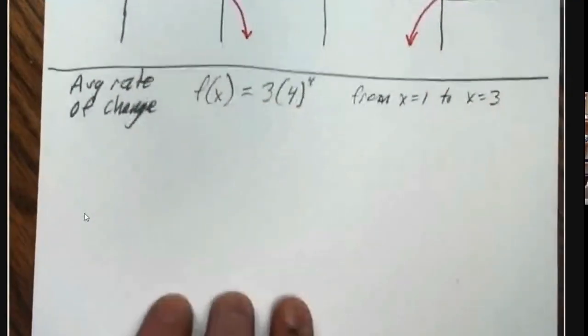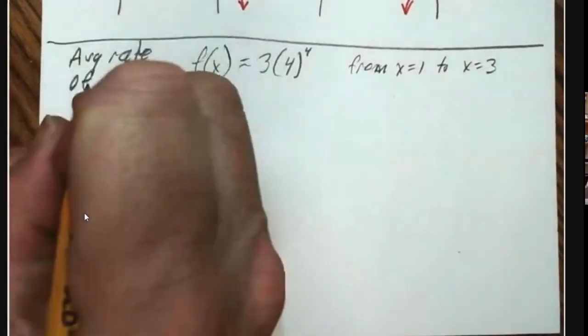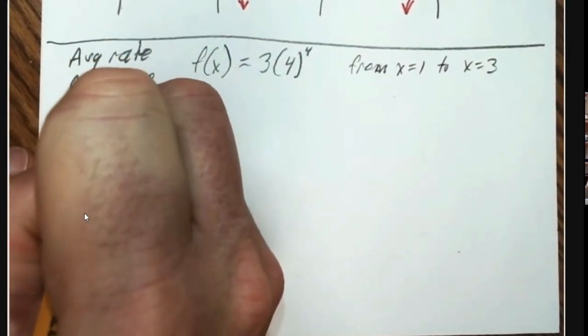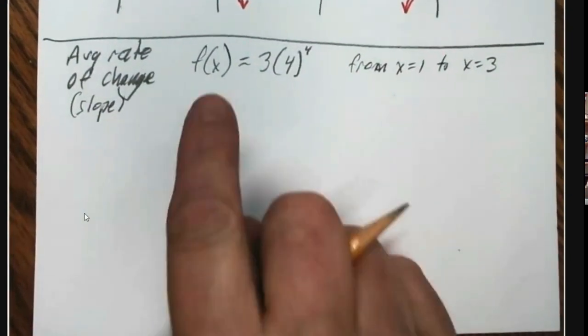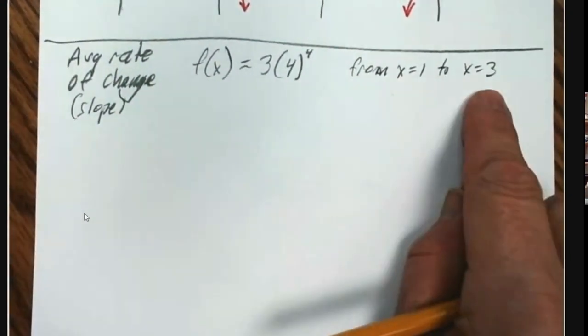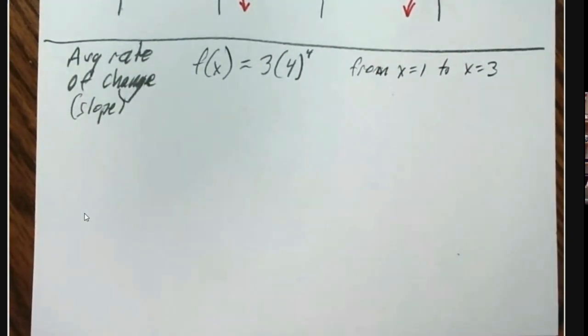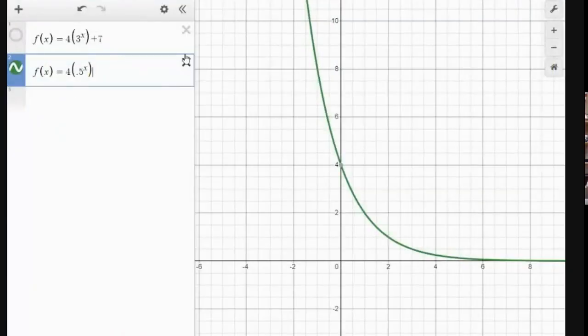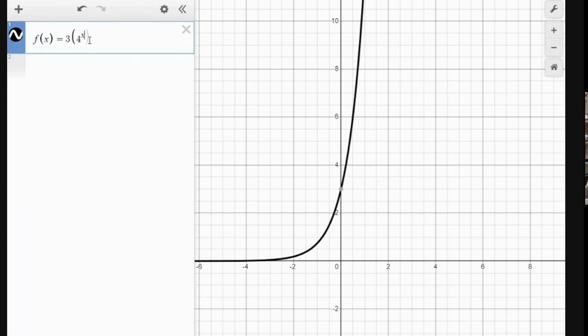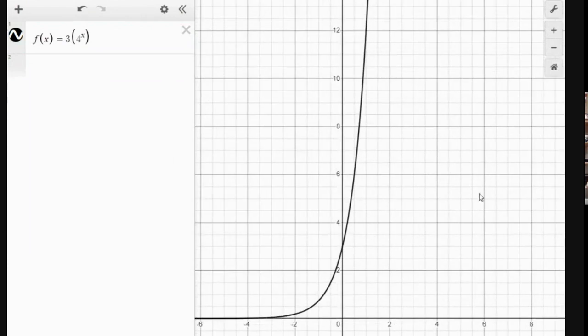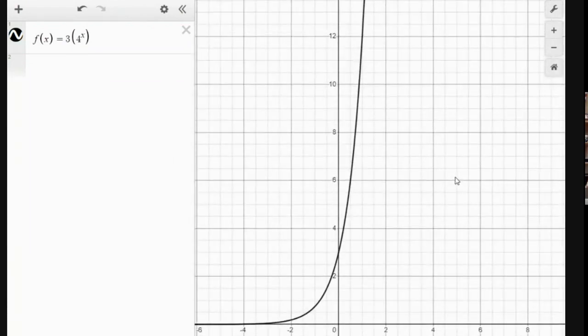All right. So they want to know the average rate of change, the slope, for this equation from x equals 1 to x equals 3. And we could graph it and look at it that way. Okay, let's try that. Let's get rid of these. F of x or y, you put y equals 3 times 4 to the x power. Okay, there is the equation graphed.